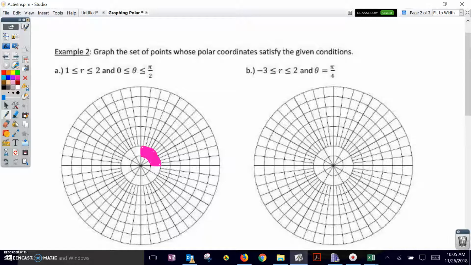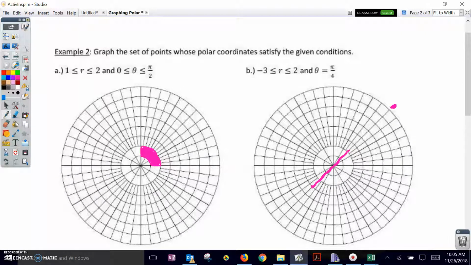Alright, next. Radius is between -3 and 2, and the angle is pi over 4. So an angle of pi over 4, that's on this spindle right here. And so we're going to draw all the points that are on that line through the pole that have a radius of between 2 and -3. So we start out here at -3 and draw the line through the origin up here to 2.